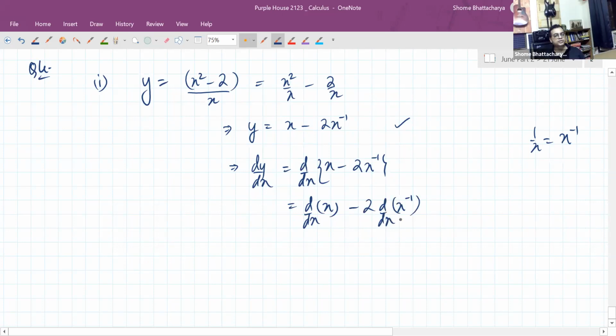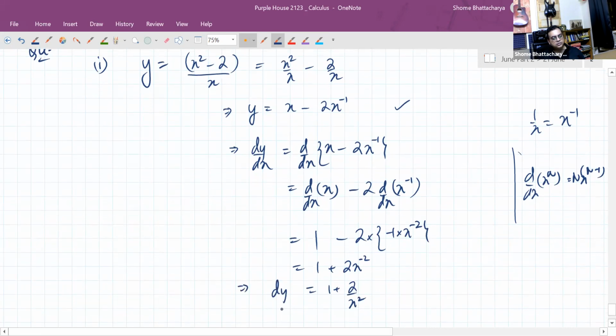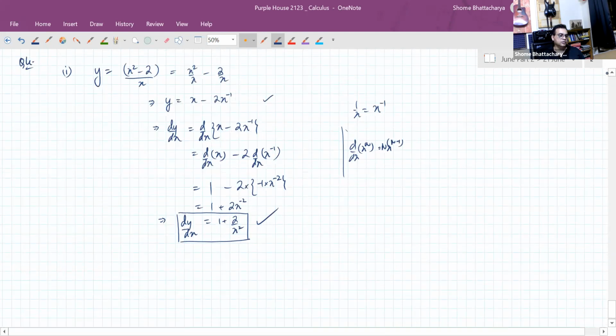So this is the distributive property of differentiation. Now we will apply again that formula, that differentiation of x to the power n is n x to the power n minus 1. So differentiation of x will become 1, but differentiation of x to the power minus 1 will become how much? Minus 1 into x to the power minus 2. So our dy by dx is finally becoming this. So this kind of simplification we have to do in each of these parts. Okay.